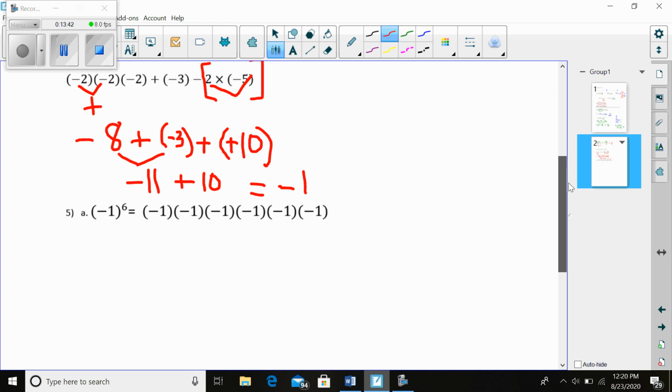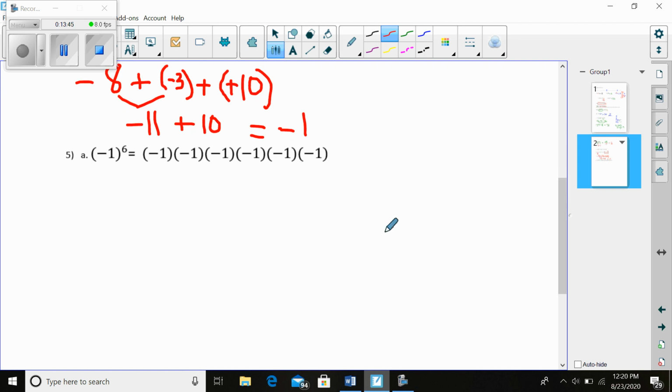Now, with the powers, there are a couple of things that I want to highlight here. Students will often confuse this problem with this problem. This says take the opposite of 1 to the 6th. 1 to the 6th is 1. The opposite of 1 is negative 1. Whereas this is saying take the quantity negative 1 and multiply the factor negative 1 six times.